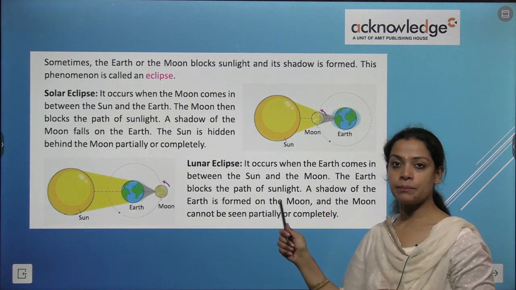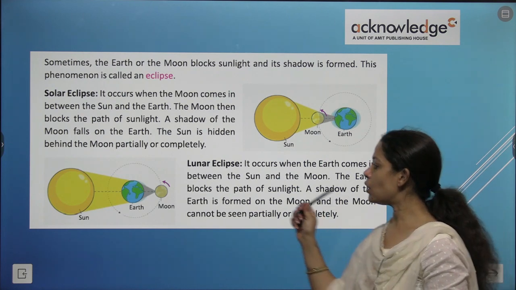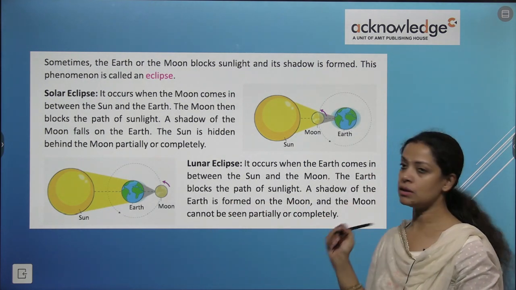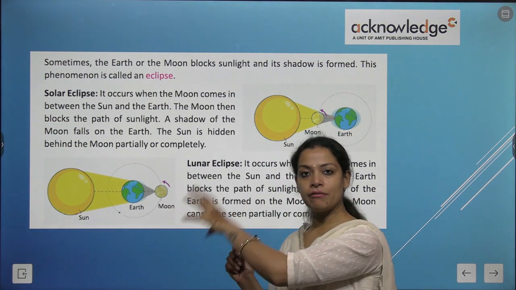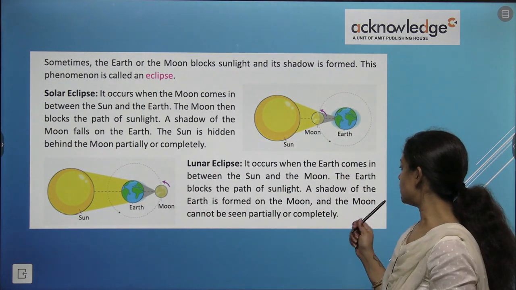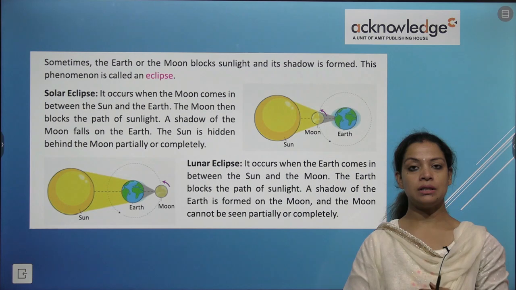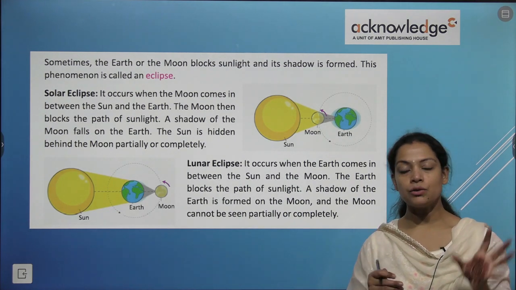The earth blocks the path of sunlight. A shadow of the earth is formed on the moon. So इस केस में shadow, earth की shadow moon पे reflect होती है. So the moon cannot be seen partially or even completely. So now you got it.